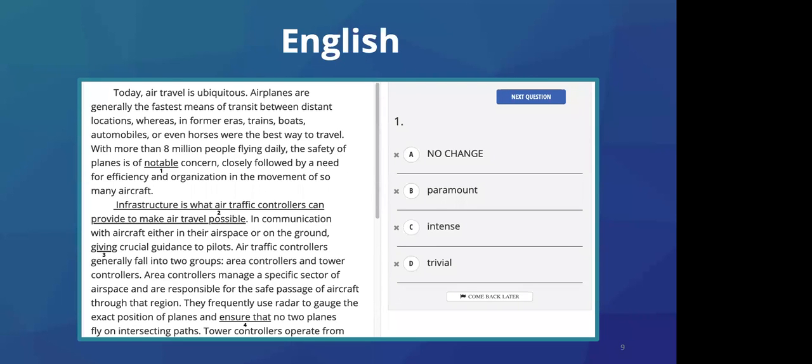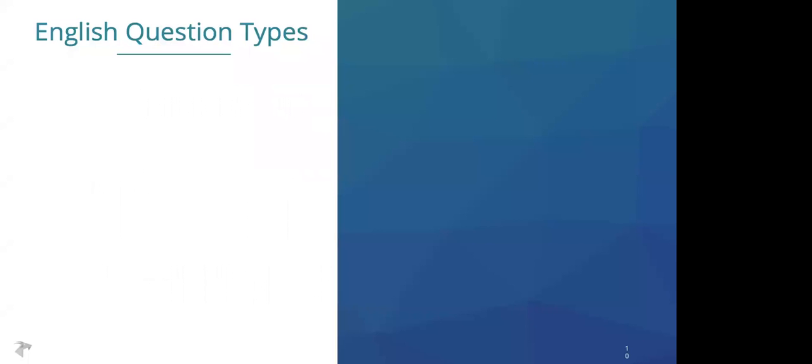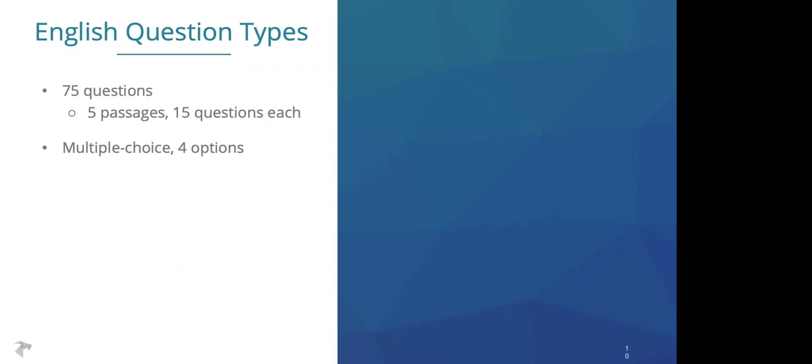So now we're going to dive into each section of the test. To start, we're going to discuss the English section. The ACT English section consists of multiple choice questions that each have 4 options. Overall, the section is 5 passages with 15 questions each. That's 75 questions total.